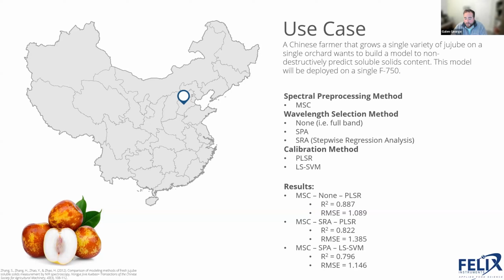For instance, they're using here the MSC, and then they used a stepwise regression analysis, which is another wavelength selection method. And then they used PLSR. That gave them a 0.06 reduction in their R squared and increased their error by 0.3. And for soluble solids, 1.3, 1.4 might be too high of an average error to use in practice. For the MSC, SPA, the successive projections algorithm, and then using the LS-SVM calibration method, gave them an even worse R squared, but the RMSE went down slightly. So it was just in between the two methods.